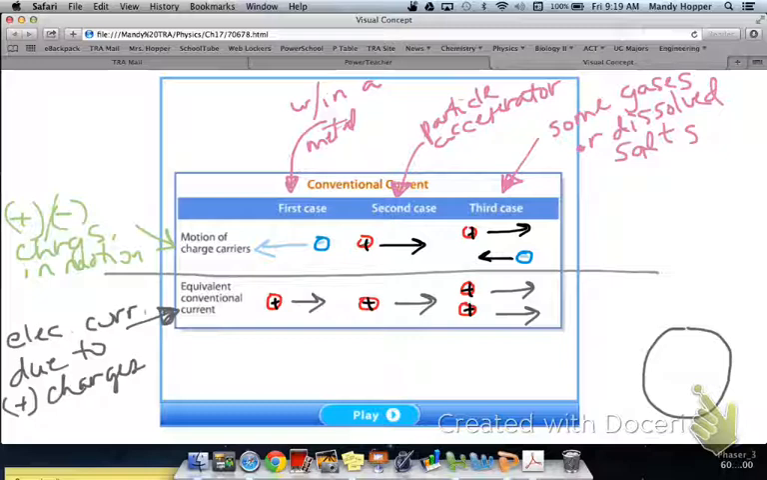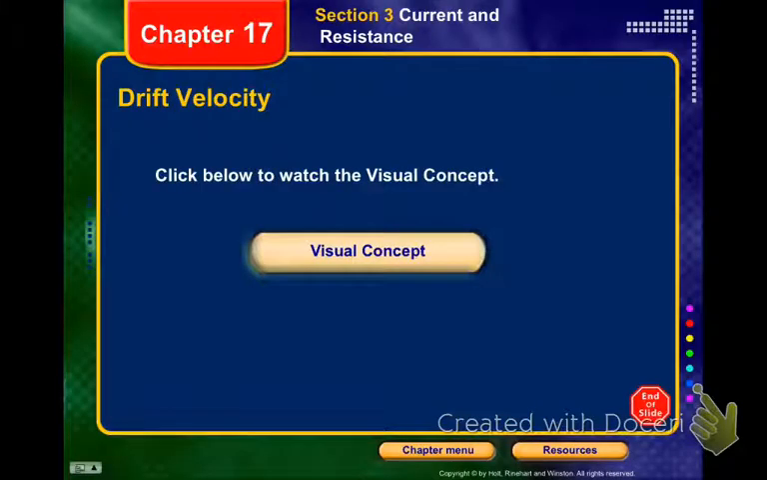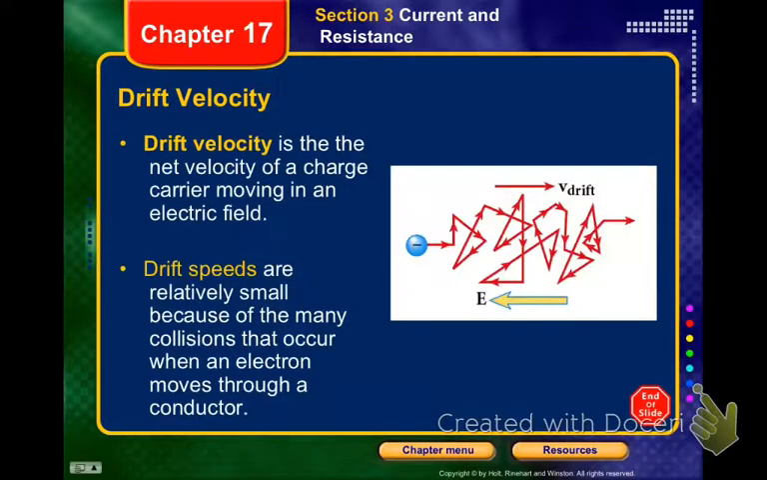Who's got a question on this part? Drift velocity is the net velocity of a charge carrier moving in an electric field. So if you're looking at drift velocity here, you have the electron. Why do you think it changes path so many times? Any ideas? Other charges? He says other charges. You say hitting something, so it could be hitting other charges. Okay, but notice it is always straight line motion, and it's going to bounce off in different directions.